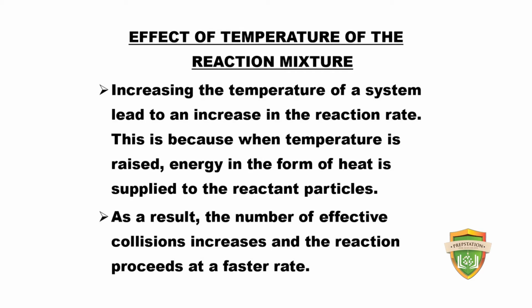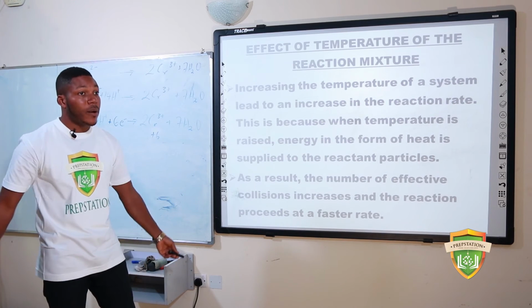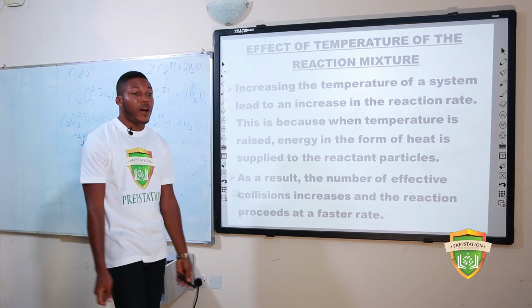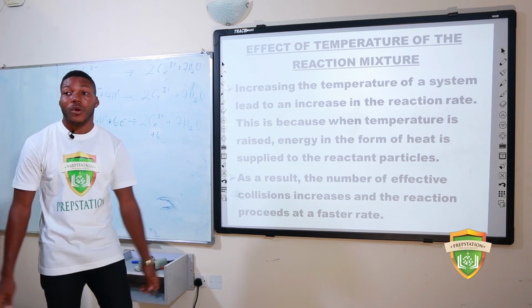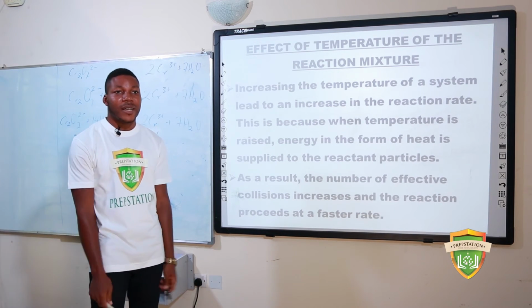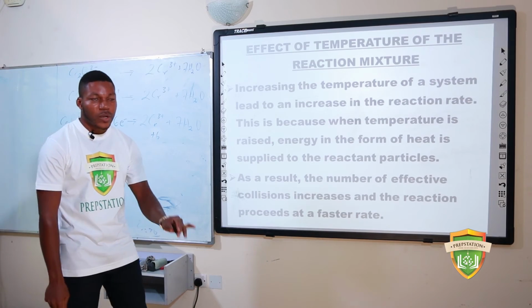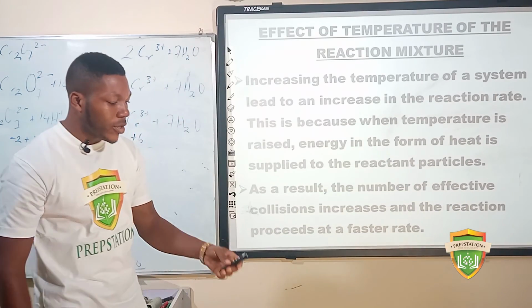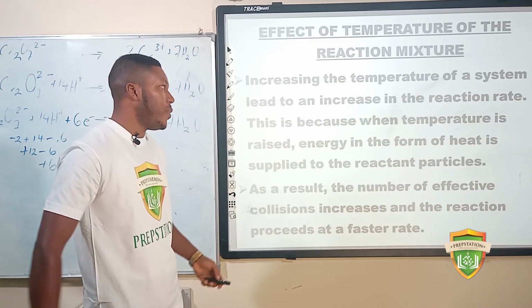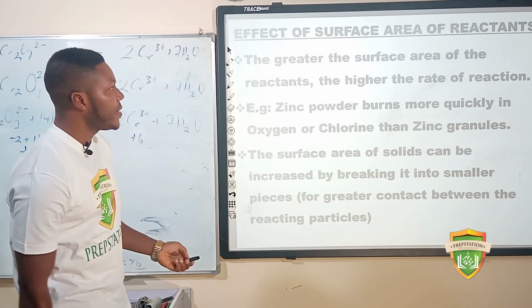Just like cooking in your normal houses, if you increase the flame of firewood or add more fire, your food cooks faster. But if you reduce it, it slows the cooking. The same thing applies to chemical reaction. If you apply more heat, the reaction proceeds at a faster rate.